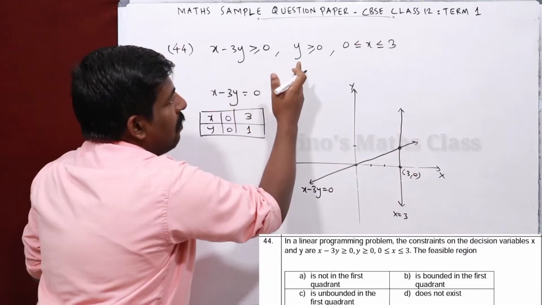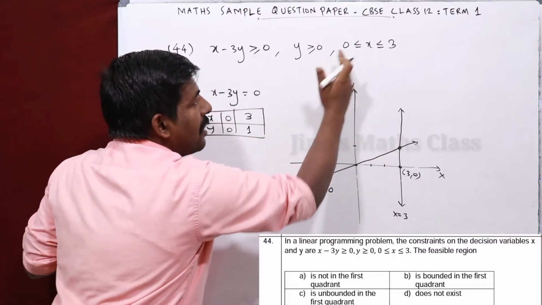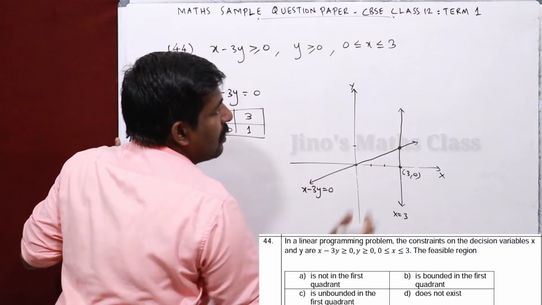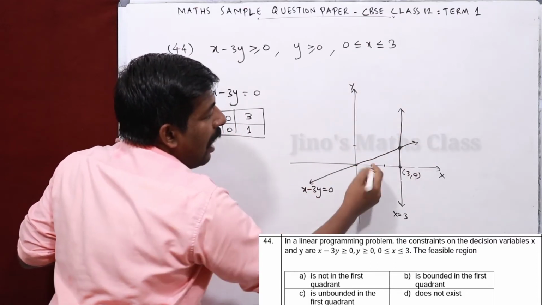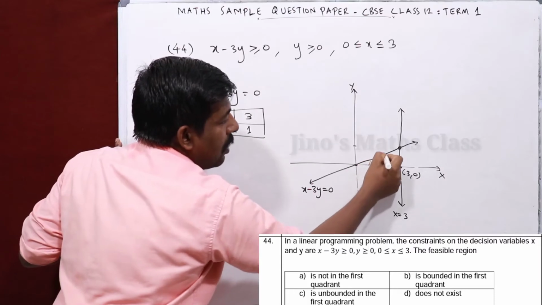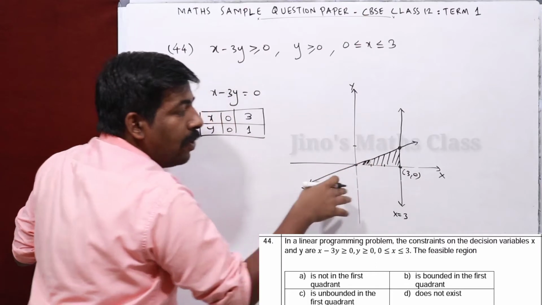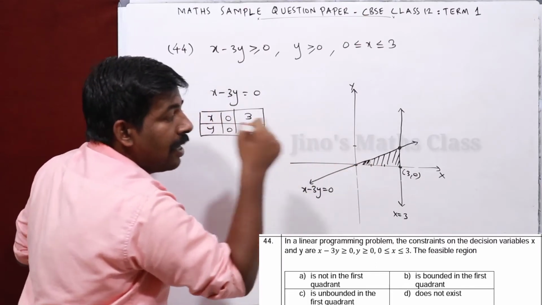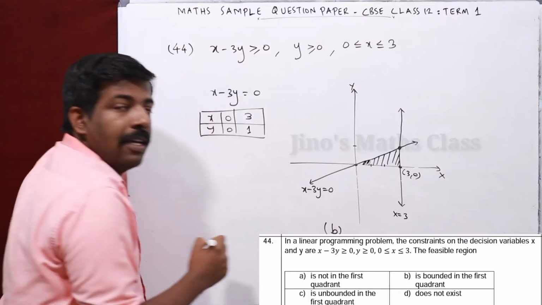So already here we know y greater than or equal to 0 means above x axis. Here x greater than or equal to 0 means right side of y axis, and x lesser than or equal to 3 means left side of that line. And here we got down portion, that means this is the feasible region and it is bounded, correct? It is bounded in first quadrant. That's why option B is the correct answer.